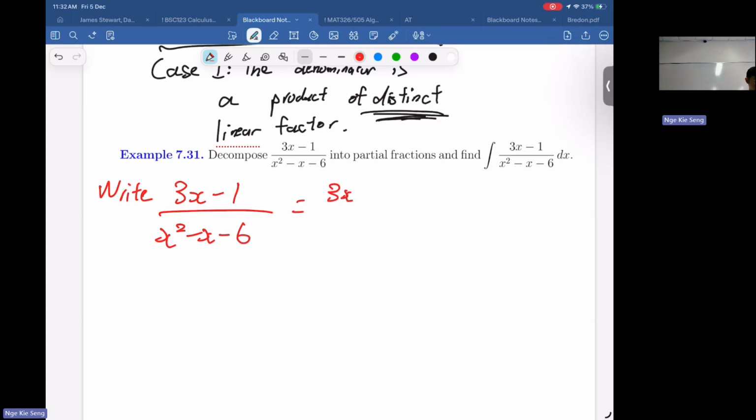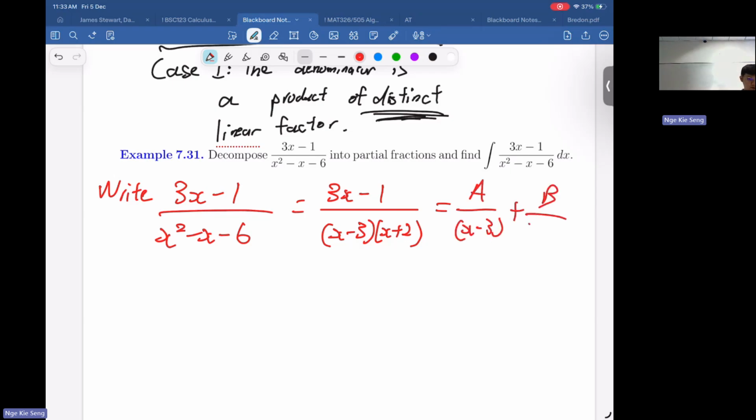So we can split the denominator into the product of distinct linear factors here. So what are the linear factors that you have? x minus 3 and x plus 2. Why is it linear? Because degree 1. And they are distinct because they are different roots. So then we'll let it be A over x minus 3 plus B over x plus 2.